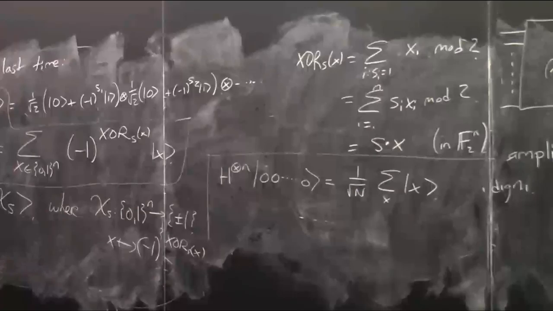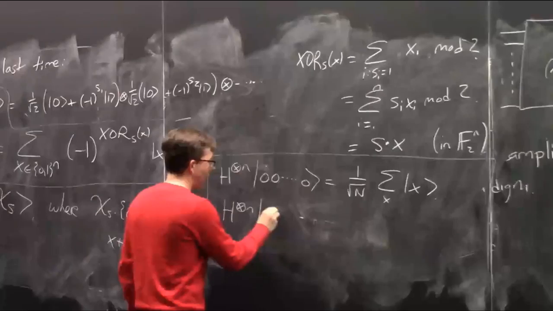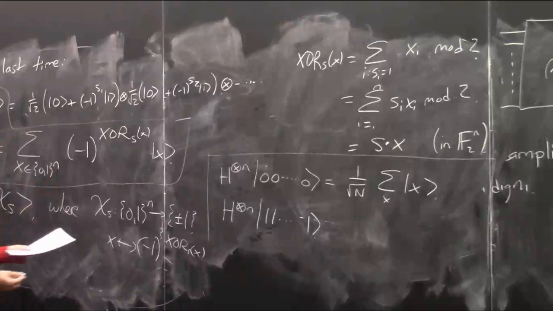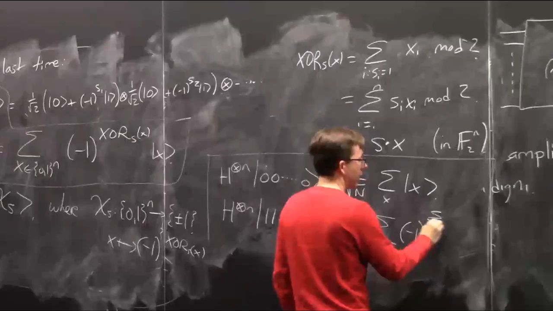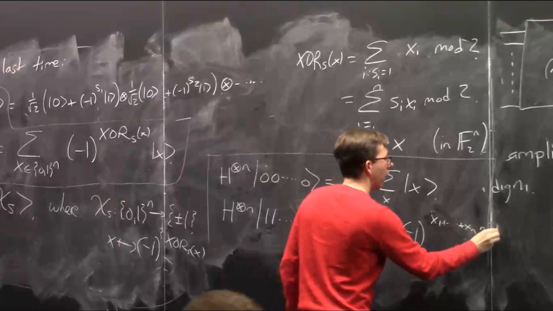There's only so many examples you can do, but if you put in all ones, then you're XORing all of the bits of x. So it's 1 over root n, sum over all x of minus 1 to the parity of all the bits in x.